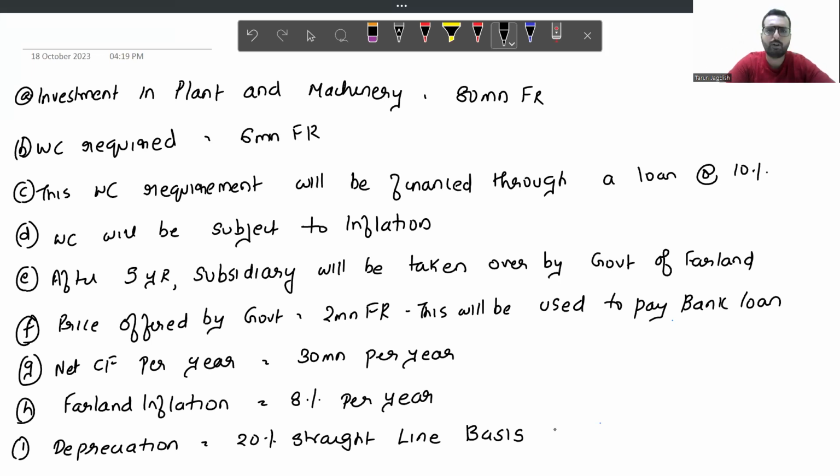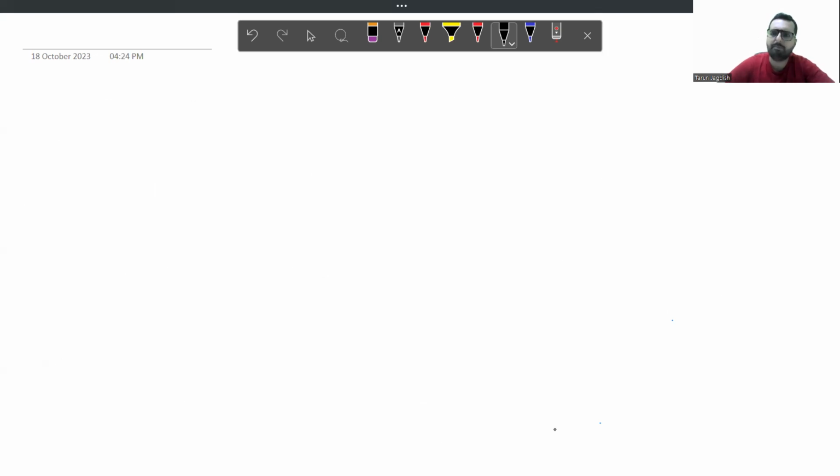All right, friends. I believe you're all done. So let's repeat this part. Investment 80 million, working capital 6 million. This working capital, they'll take a loan at the rate of 10%. Working capital is subjected to inflation. After 5 years, government of Farland will take away the entire thing at 2 million FR, and this money will be partly used to repay the bank loan. Net cash flow 30 million. Farland inflation 8%. Depreciation is going to be 20% on a straight line basis.